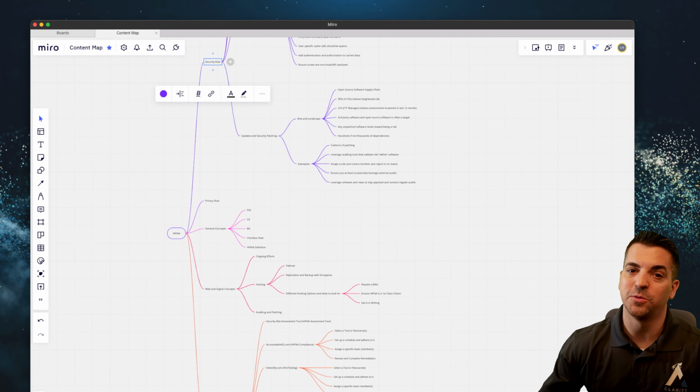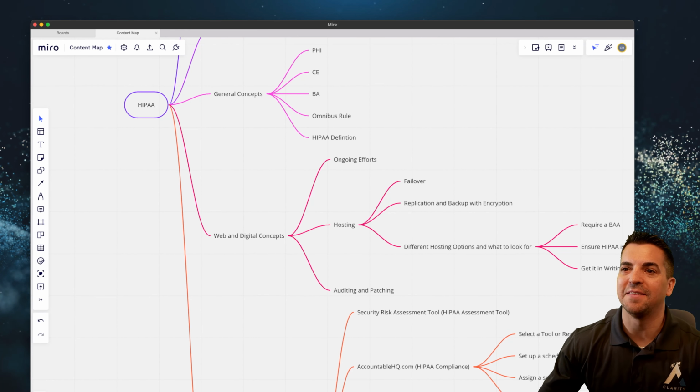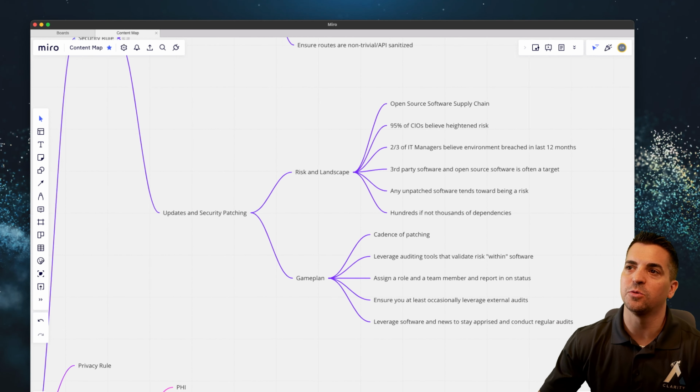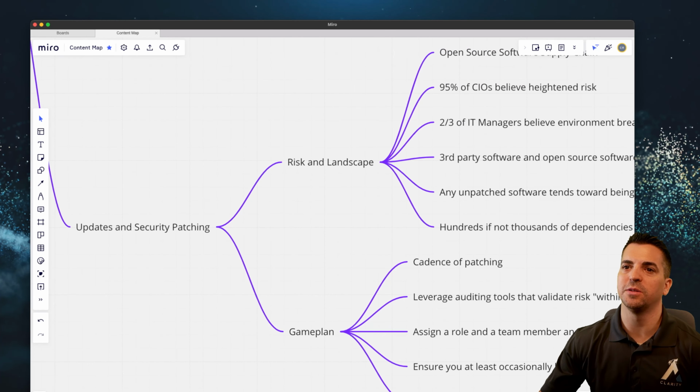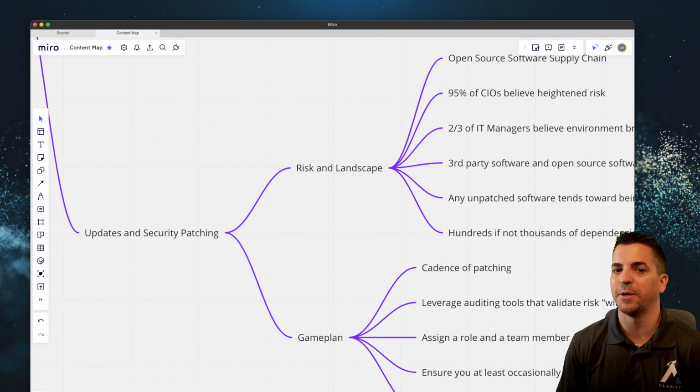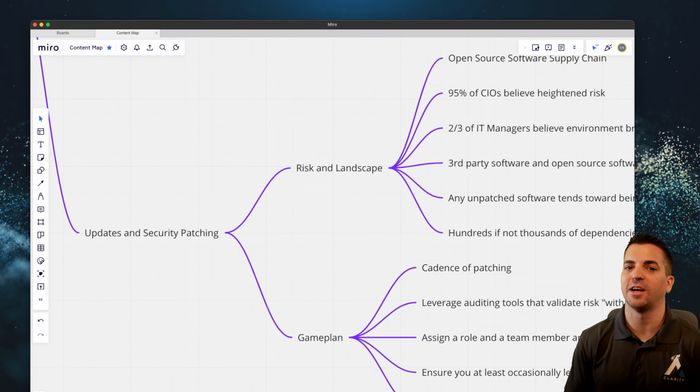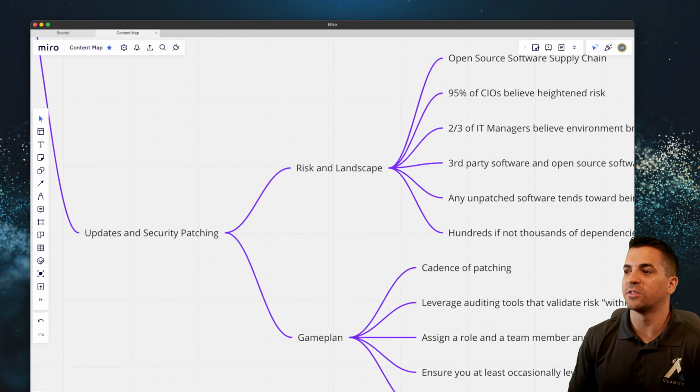Okay, so welcome to another edition of diving into HIPAA, into the weeds here on security. And this is probably one of the biggest things that keeps people up at night, the security side of HIPAA. Now, there's good reason for this.